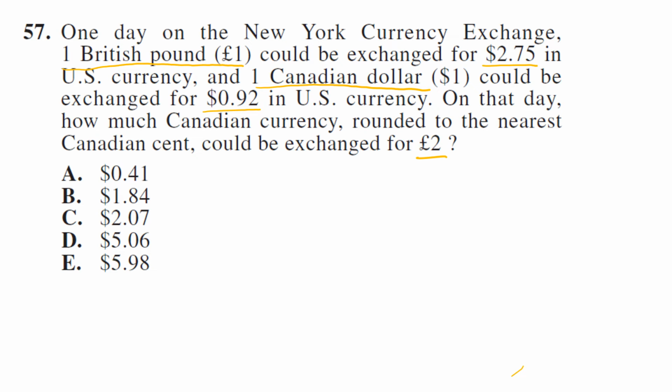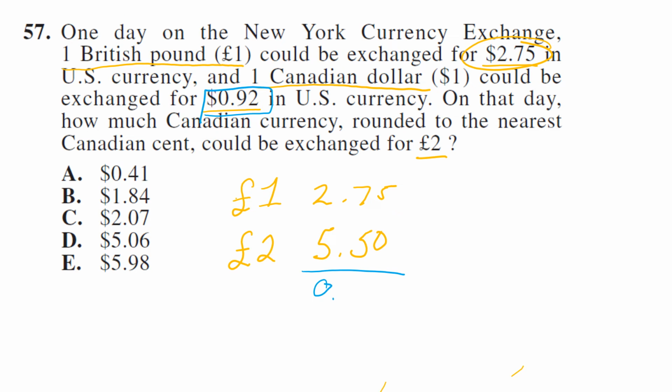So let's go ahead and say, if 1 pound, let's see if I can draw this right. There we go. That's close enough, right? 1 pound is 2.75, as we see here. So that means 2 pounds will be, let's just double that, 5.50. And so 5.50 for 2 pounds, and then we're going to divide that by 92 cents, so 0.92, and that equals 5.98. So your answer is E.